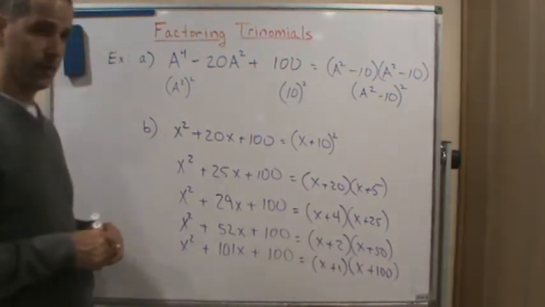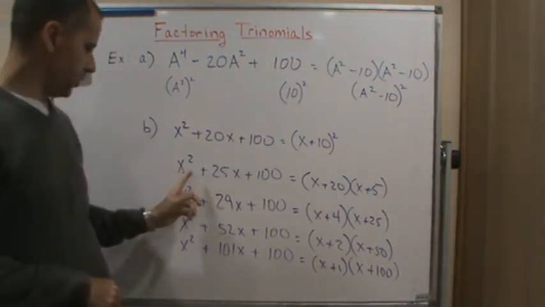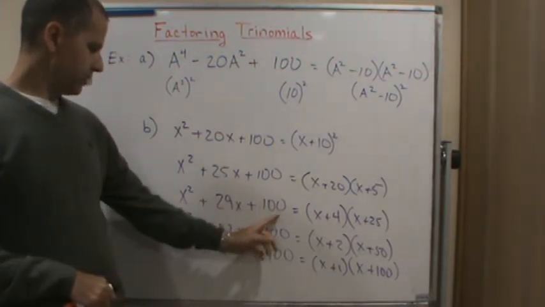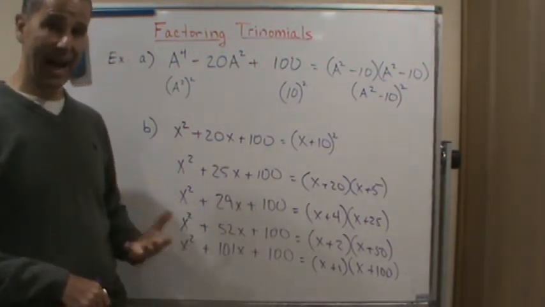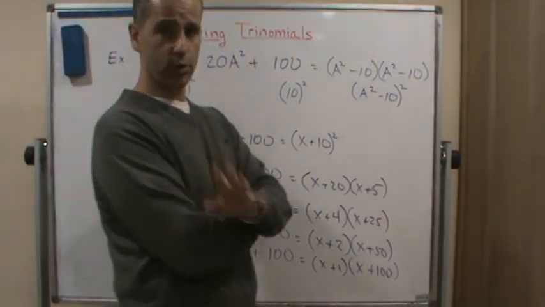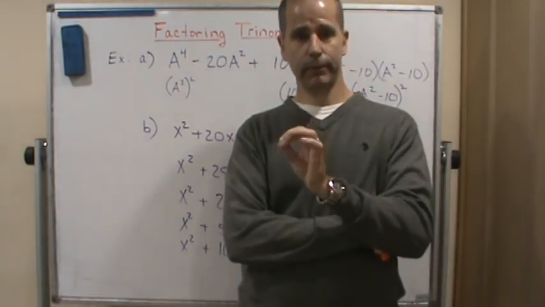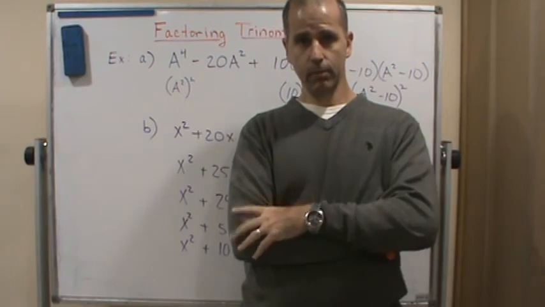So there are lots of different ways that we can have the first and last term be perfect squares, but not get a perfect square trinomial. So there's more to it than this, right? So there's more to it than just having the first and last term be perfect squares. Okay?